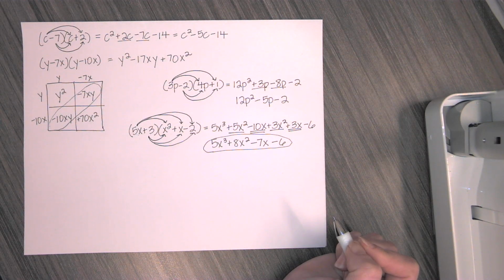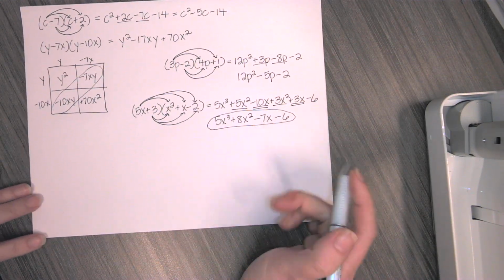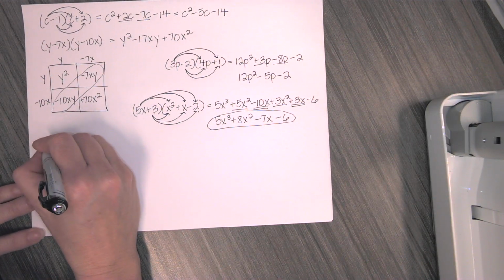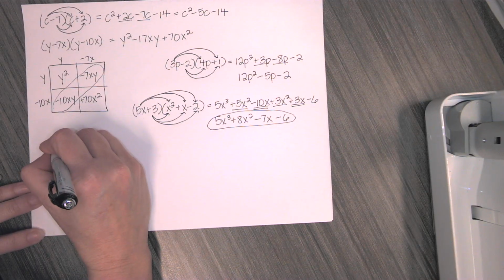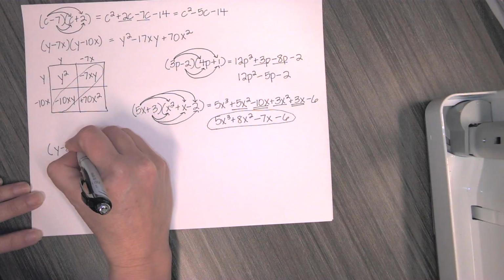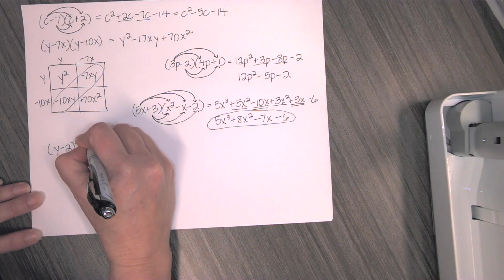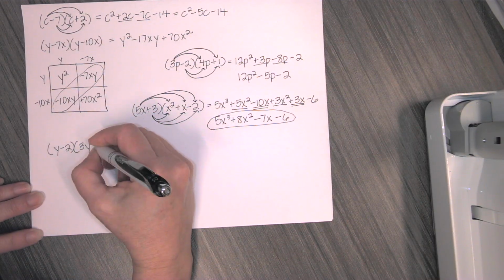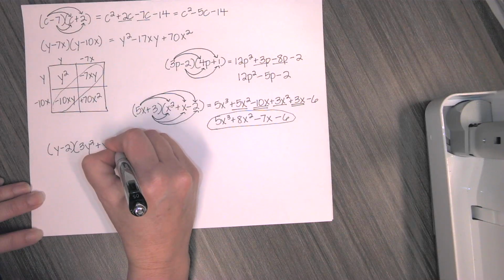All right. Now, you can do those with the box method as well. I'll show you one on this next one, and we'll do it the box method. You just have to make your box a little bit bigger. So we have y minus 2, a binomial, times the trinomial, 3y squared plus y minus 5.